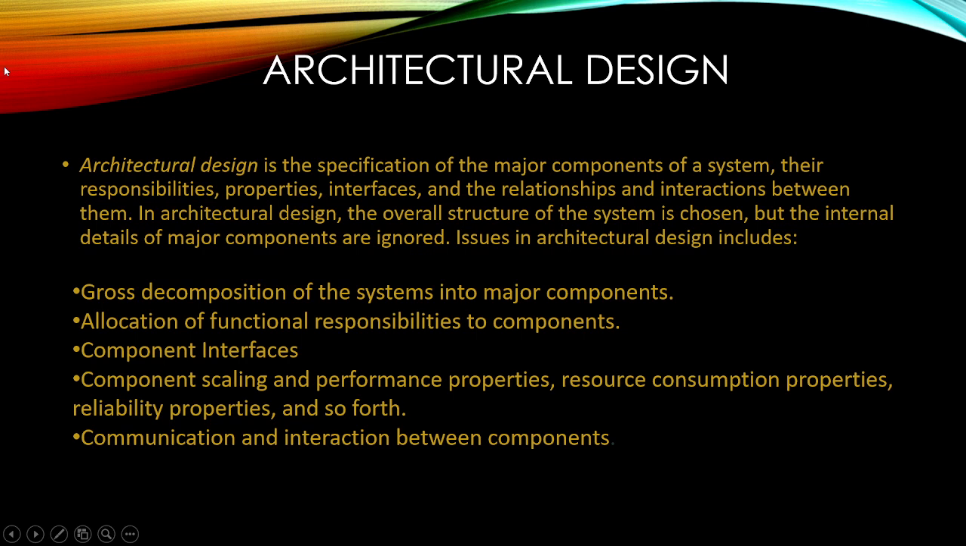Architectural design. So architectural design is the specification of the major components of a system, their responsibilities, properties, interfaces, and the relations and interactions between them. It is very easy. Components, interfaces, gross decomposition of the system into major components, allocation of functional responsibilities to components. These all come under architectural design.